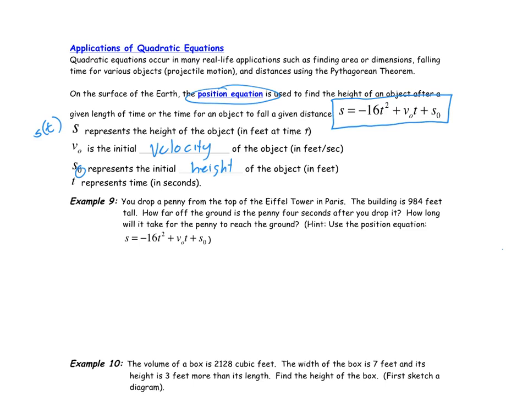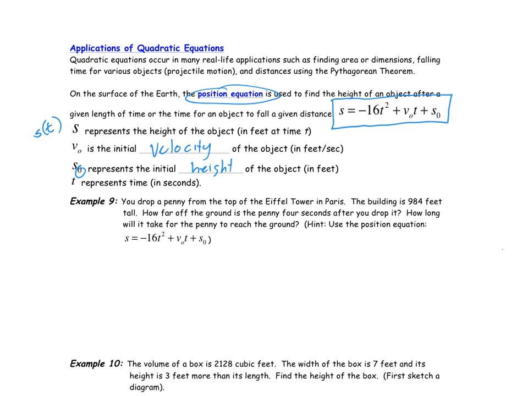We're going to use this equation for example 9. Example 9 says you drop a penny from the top of the Eiffel Tower in Paris. The building is 984 feet tall. How far off the ground is the penny 4 seconds after you drop it? This is the first portion of the problem, so I'm going to do that part over here.